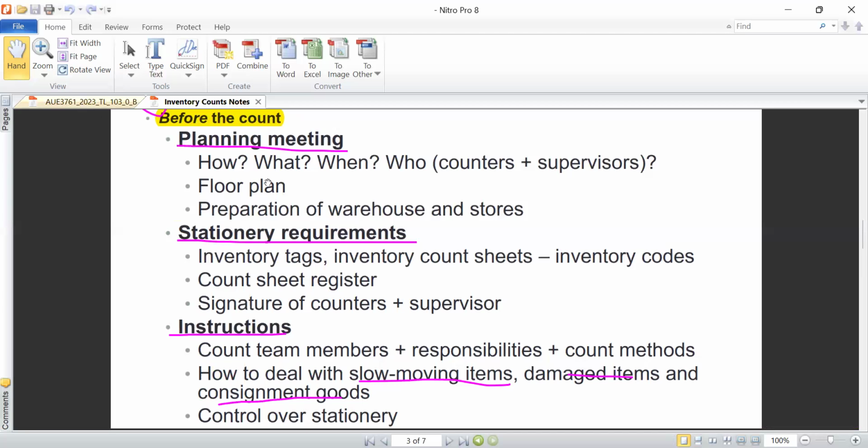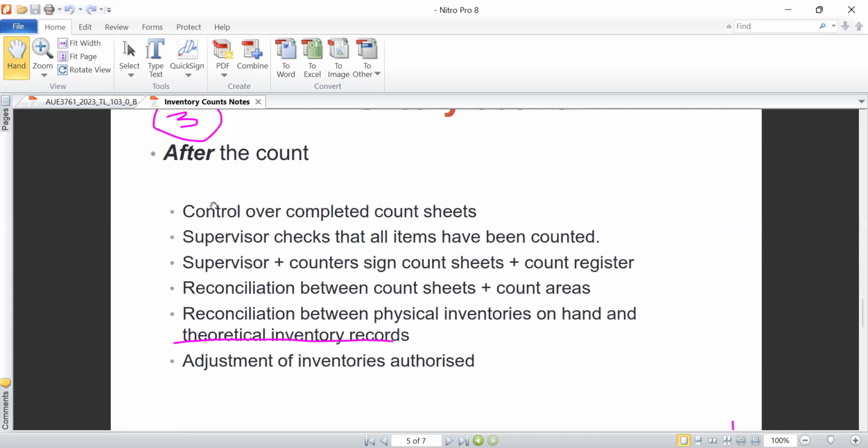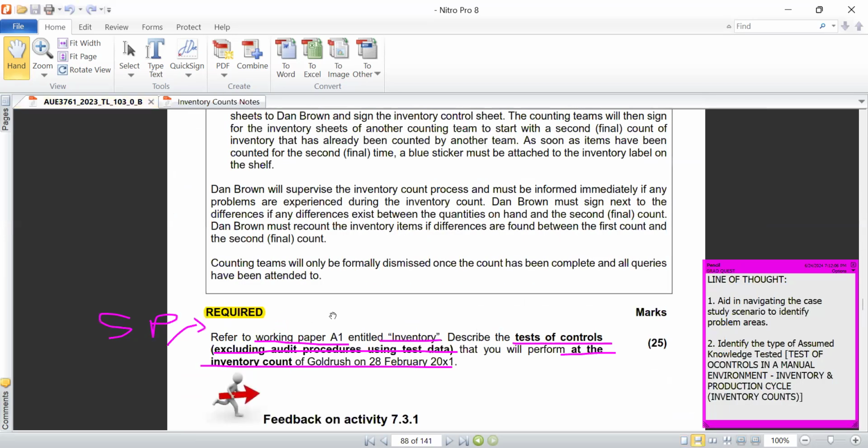As I discuss the tests of controls, I'll also refer you to what you would find here, because as you go through the scenario you discover that there are tests of controls which have something to do with before the count activities. There are tests of controls whereby you'll be assessing the during the count activities. And then, of course, the after the count phase as well. That's what you're going to discover as you go through the scenario.